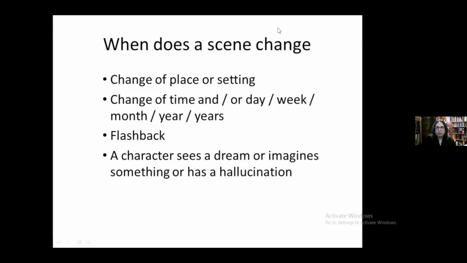So, looking at this scene change, I don't want you to be confused. You may have your story all in one place. Suppose your entire story is in a garden or in a park. The whole story is playing out in a park. So then there's no place change, there's no setting change. You may have different parts of the park in different scenes, or you may have the same place in the entire 10-minute play.